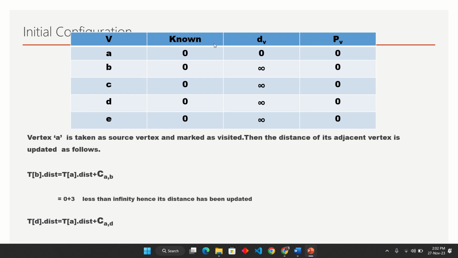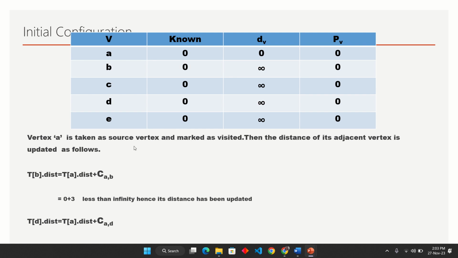During the initial configuration, you know only the source vertex, and its distance is 0 and the path is 0. For all other vertices, we don't know the distance, so it is infinity, and PV is 0. This is the standard procedure for the Dijkstra algorithm. Initially, you know only the source vertex A, and you don't know about the distance and path of the others. So 0, 0 for the source, and for all others infinity and 0. You have to do it like this.